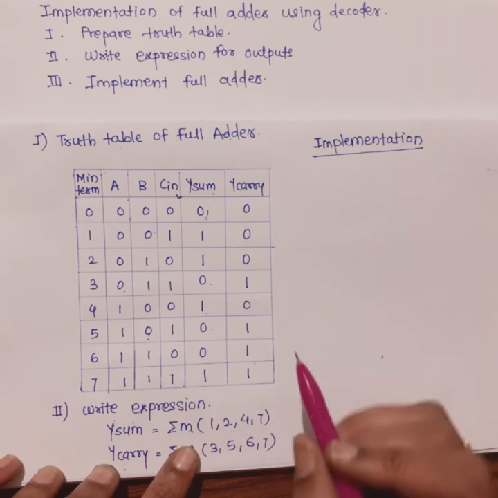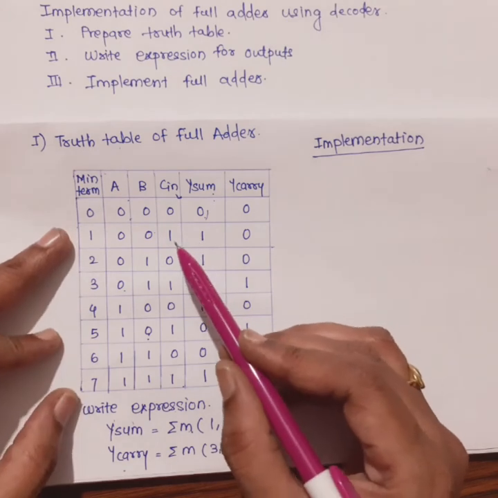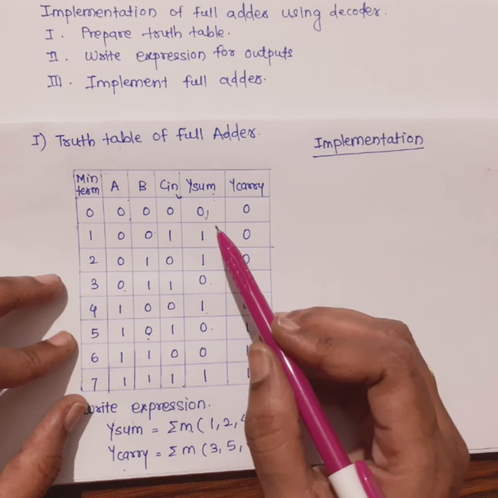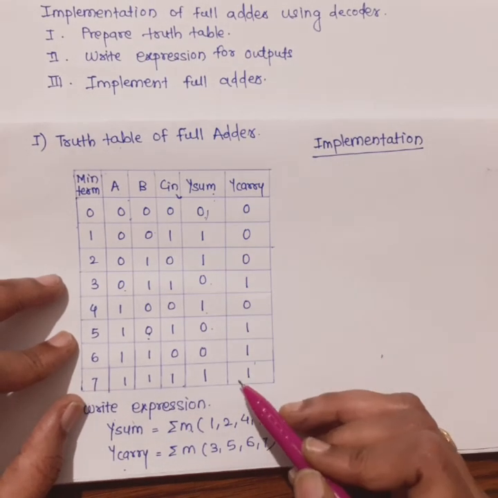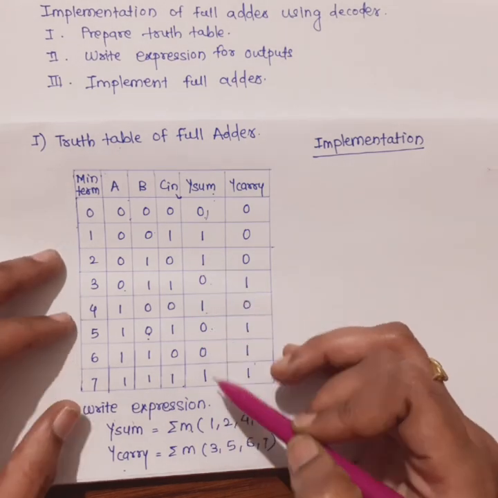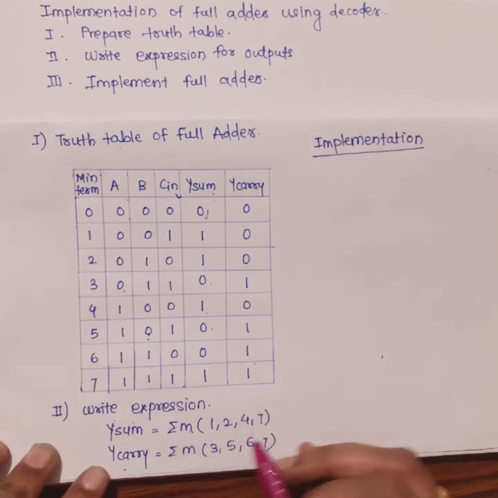It indicates that when we provide input from either of the combinations 1, 2, 4, 7, it is going to produce output 1. From the remaining, it should provide output 0. Okay. So all these combinations 1, 2, 4, 7 are ORed and the expression is written in SOP form.